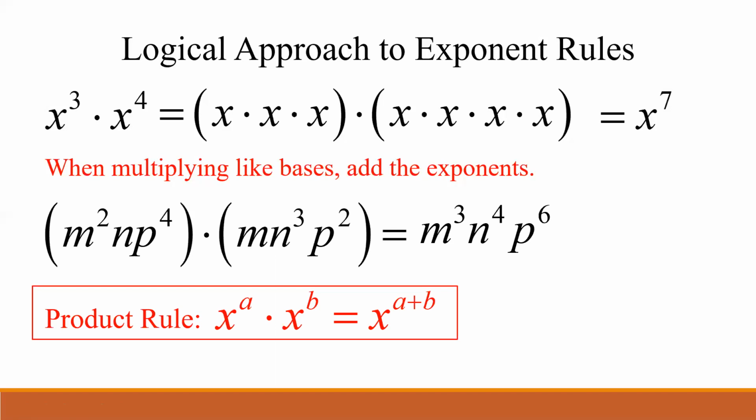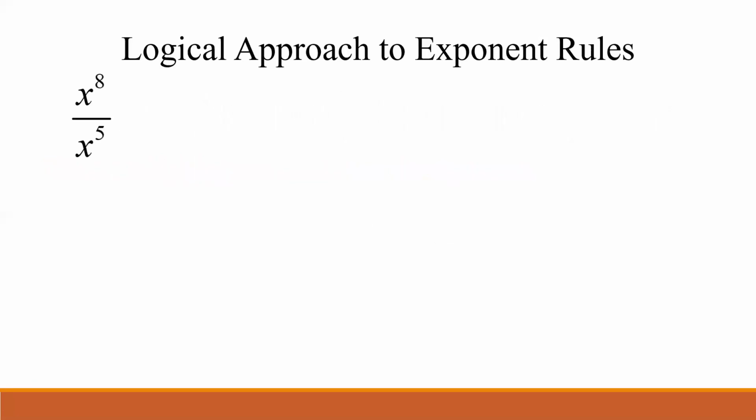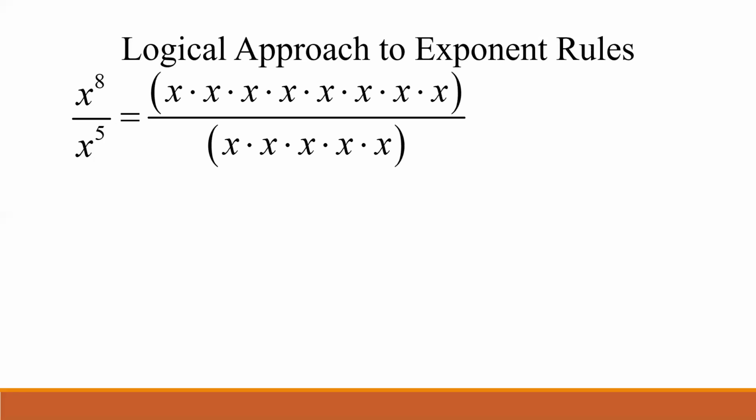What about if we're dividing like bases? Well, we have something like this. Again, if you think common sense wise, what do you think that would end up being? Well, you probably said x to the third, because if you write that out, we have 8 x's on top, we have 5 on the bottom. We know we can cancel out things that are the same, so we can cancel out 5 on both sides, leaving you with just x to the third on top.